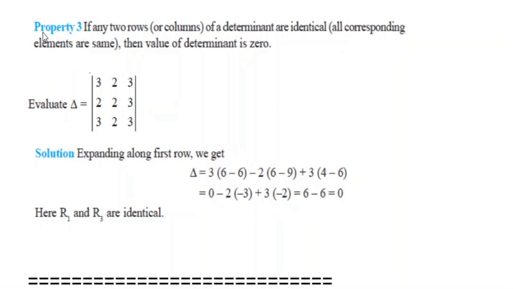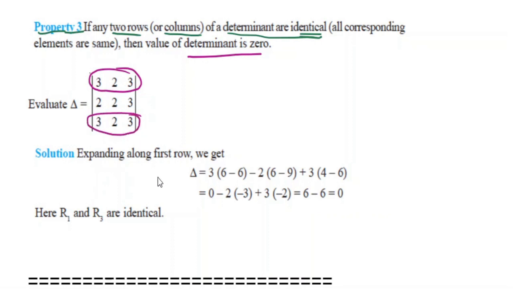Let us proceed with property 3 of determinant. If any two rows or columns of a determinant are identical, note this point, identical, that is, the corresponding elements should be the same, then the value of the determinant is 0. Now you see, you have 3, 2, 3, 3, 2, 3. So two rows are identical, is it not? The first row and the last row.